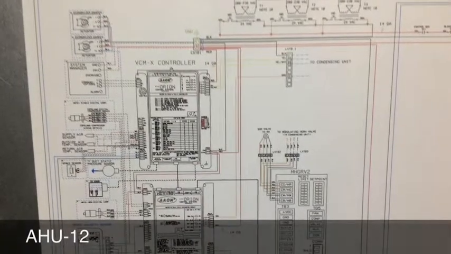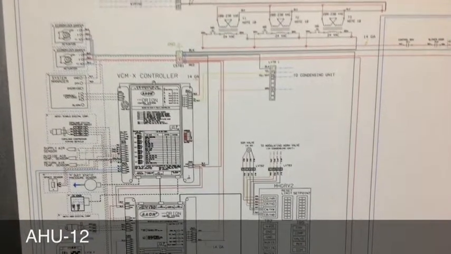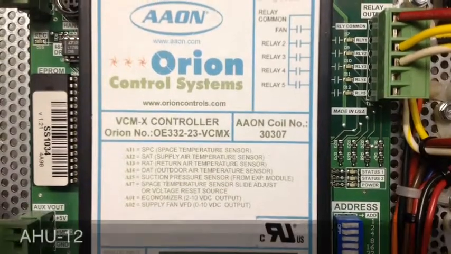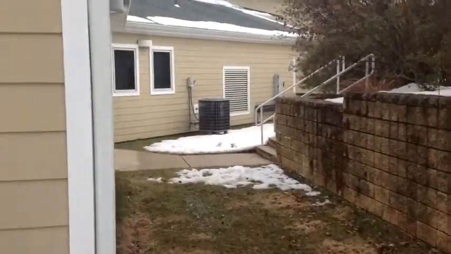Next, the control schematic from the inside door of air handling unit number 12, and then a shot of the controller that is inside the control panel. Air handling unit 12 is the only one that gives the building automation system temperature information.